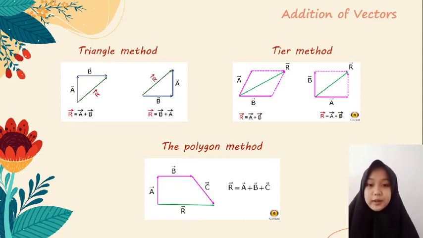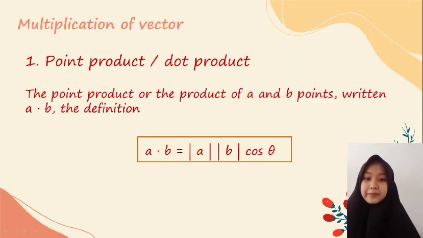3. The polygon method. The polygon method is a method of adding two or more vectors. The result of the addition of these vectors is a vector originating at the base of the first vector and ending at the end of the final vector.